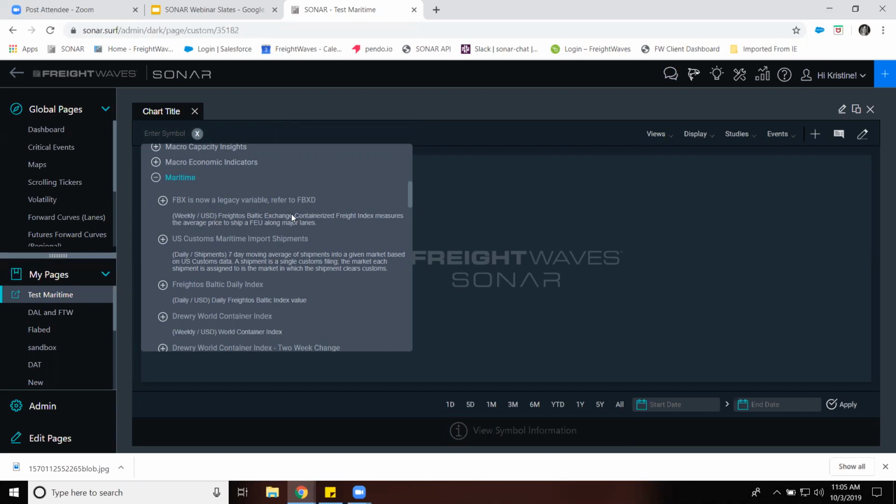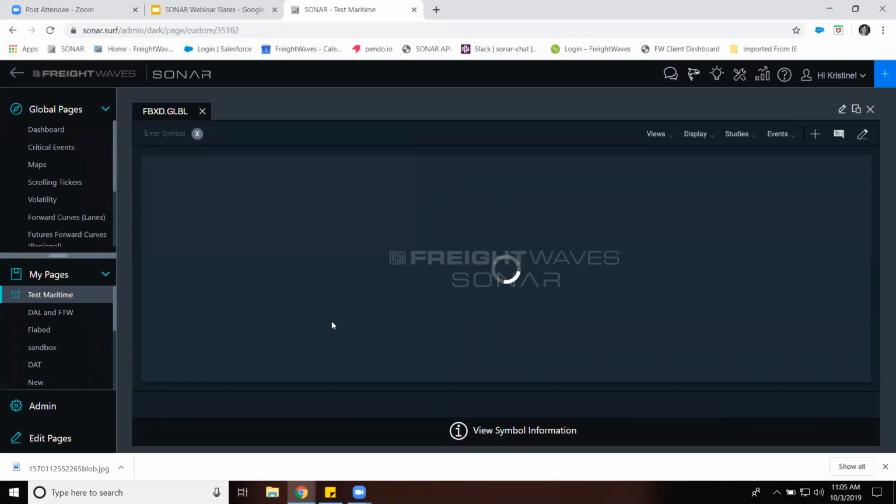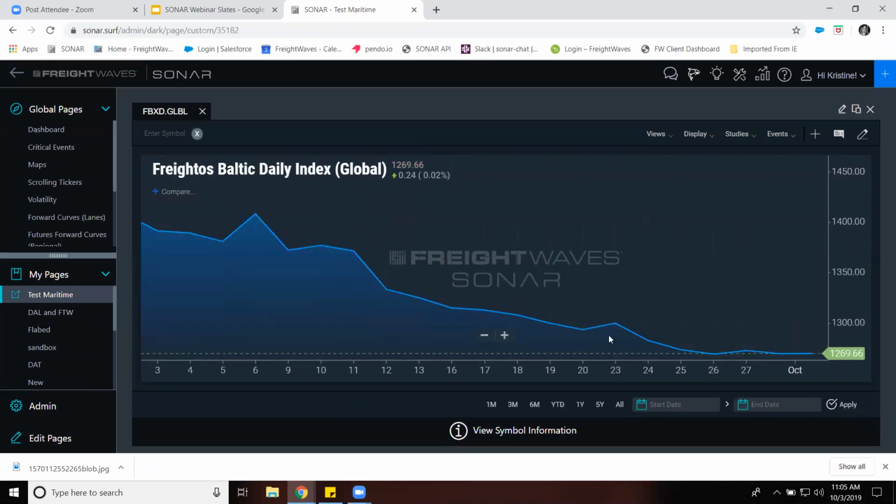But the daily index is the daily value, so what ocean prices are for a 40-foot container on those trade lanes. So let's go straight into the Freightos Baltic Daily Index, and we'll look at, really only under national, we have the global. So we can actually start there and work our way into different trade lanes. So this is going to be your average rate for a 40-foot container.